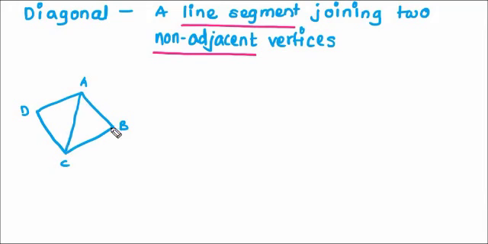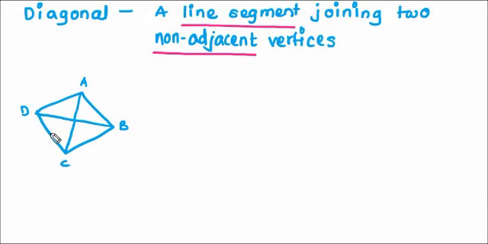Now from B, can I join C? No, adjacent point. A, no, adjacent point. So I have to join point D because it is non-adjacent. And if I draw a line segment, that becomes a diagonal. Now from C, I cannot join B, cannot join D because they are adjacent. I can join A, but it is already there. So I'll go to D.